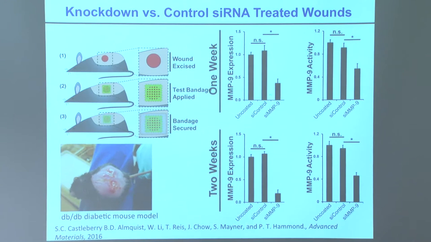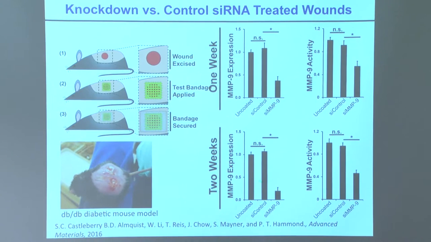And what we found was that we get significant knockdown of the MMP9 gene, up to 65% in 1 week and up to 85% in 2 weeks, which is something that gets us very excited because this is sufficient knockdown to see a very real result in the MMP9 activity.